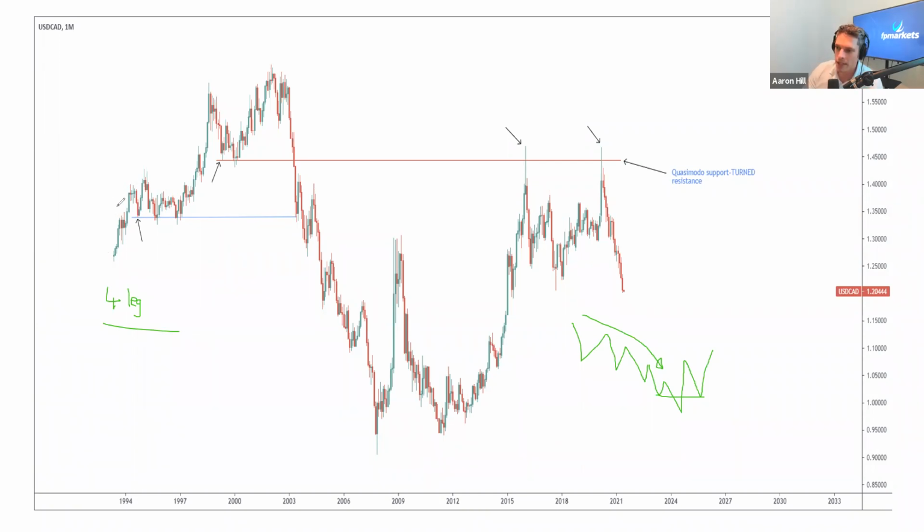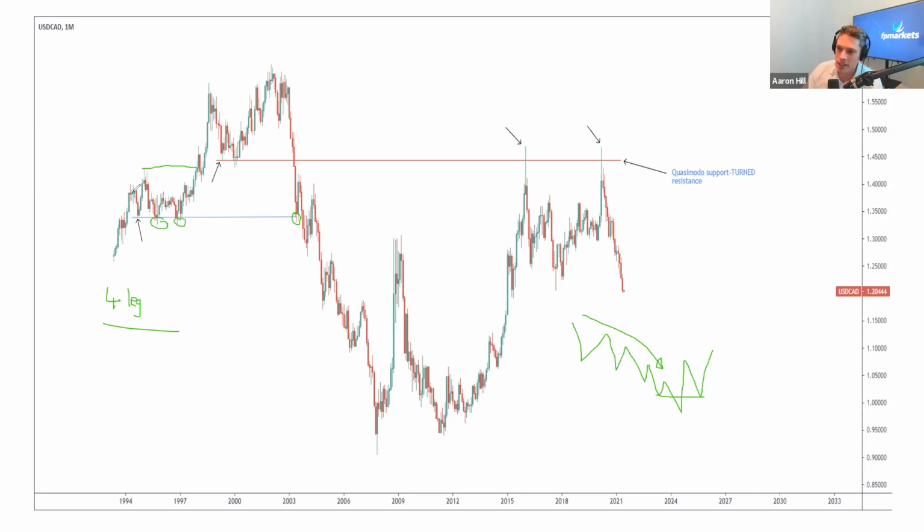We can see that we have a Quasimodo support at this point. This will be leg 1, leg 2, leg 3, and then leg 4. And then we come back and we have leg 5 at this point here. Now, the difference is the Quasimodo pattern is not active until we break above here. So all of this just makes it a complex pattern. So we have 2 bear traps at this point here.